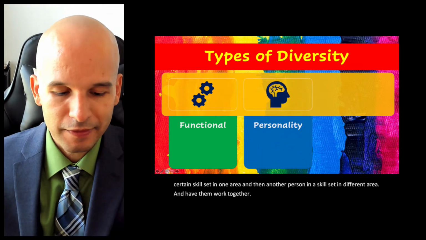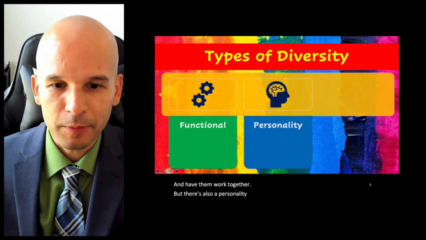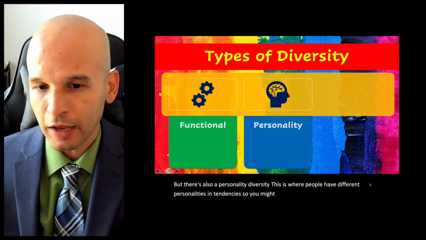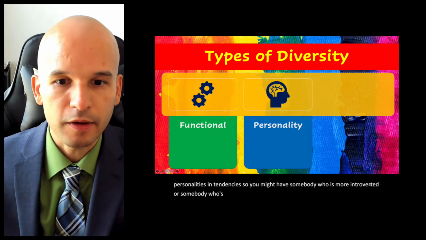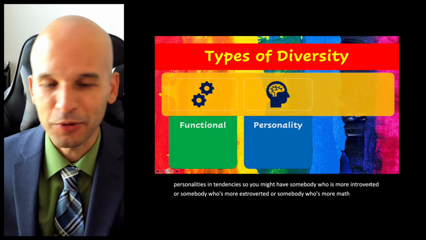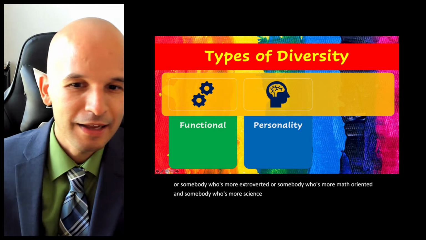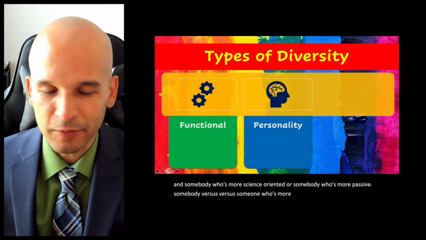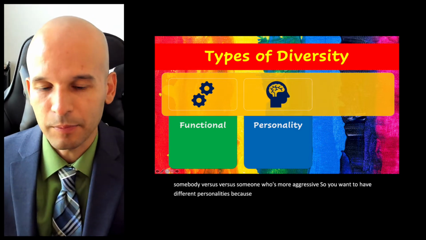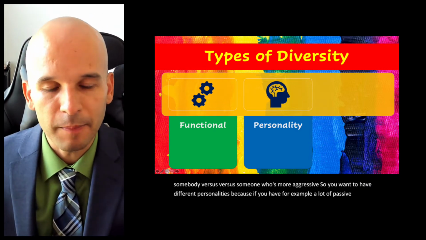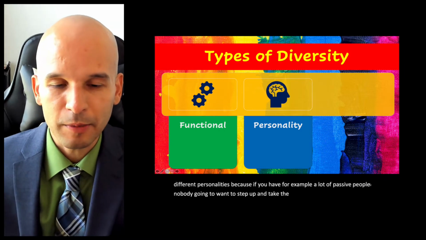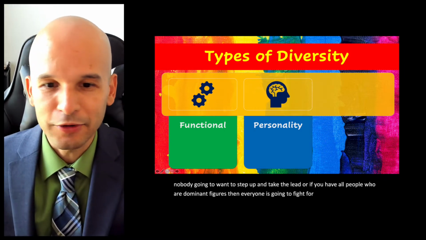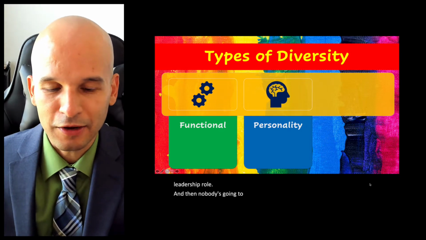But there's also personality diversity. This is where people have different personalities and tendencies. So you might have somebody who is more introverted, or somebody who's more extroverted, or somebody who's more math-oriented, and somebody who's more science-oriented, or somebody who's more passive versus somebody who's more aggressive. So you want to have different personalities, because if you have, for example, a lot of passive people, nobody's going to want to step up and take the lead. Or if you have all people who are dominant figures, then everyone's going to fight for the leadership role, and then you're going to have too many cooks in the kitchen, if you will.